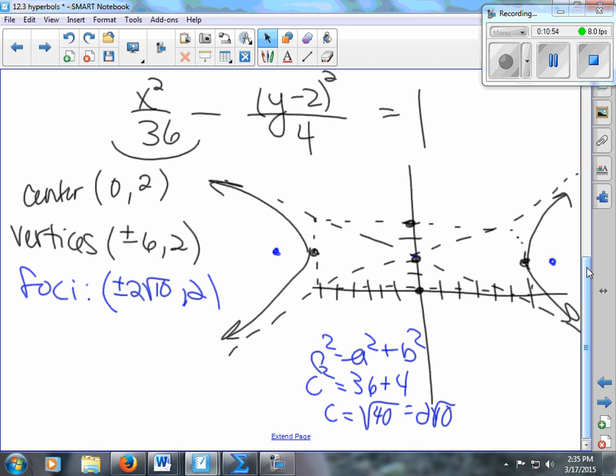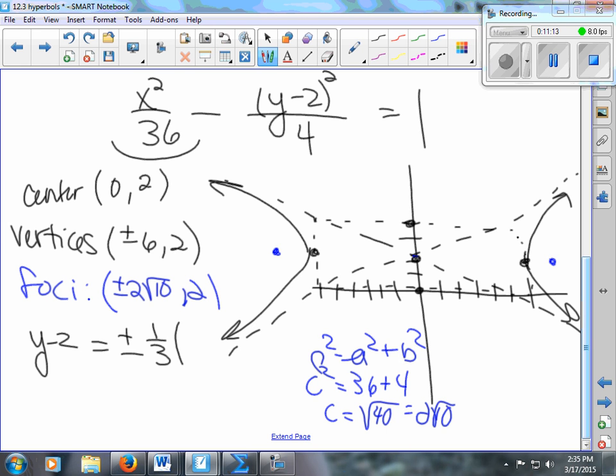Let's work on those asymptotes. So I'm going to have y minus 2 equals plus or minus, because there are 2 asymptotes, there are 2 lines. The rise over the run is 2 over 6, which reduces to 1/3. And then x minus h, so that's just x. So we get y equals plus or minus 1/3 x plus 2. Those are the equations of those 2 dotted diagonal lines.